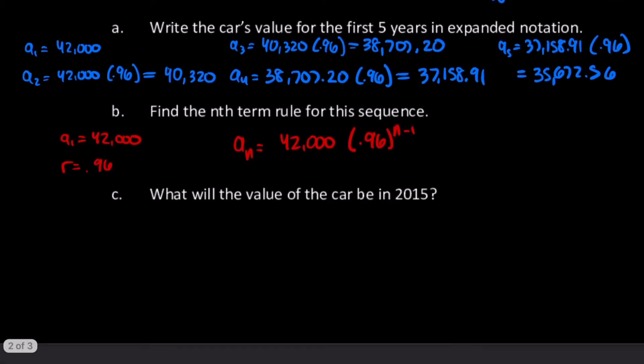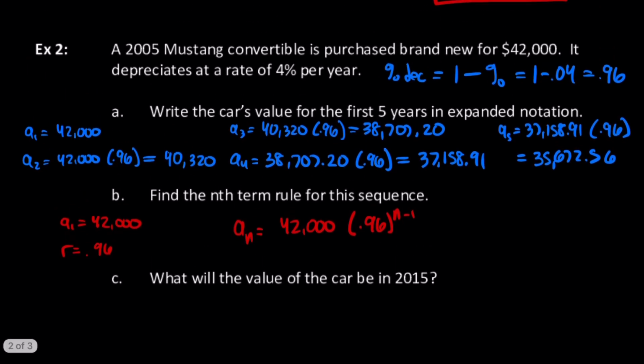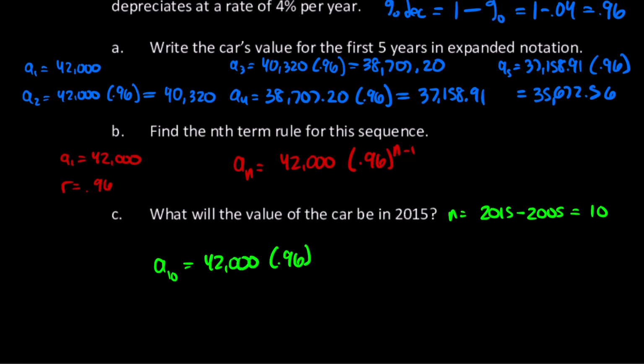And what will the value of the car be in 2015? So when did we buy it? We bought it in 2005, and I want the value in 2015. So obviously here, n equals 2015 minus 2005. Pretty straightforward. That's going to be 10. So a sub 10 equals 42,000 times 0.96 to the 10 minus 1 or 9th power, and that gives me $29,086.43.